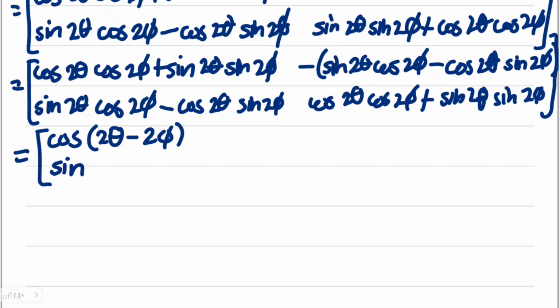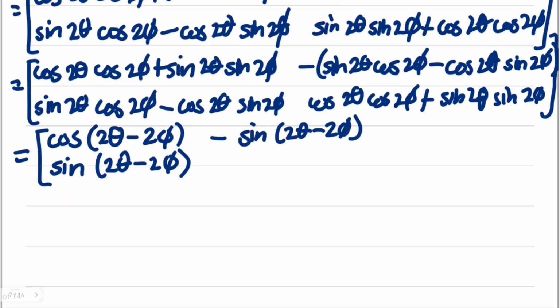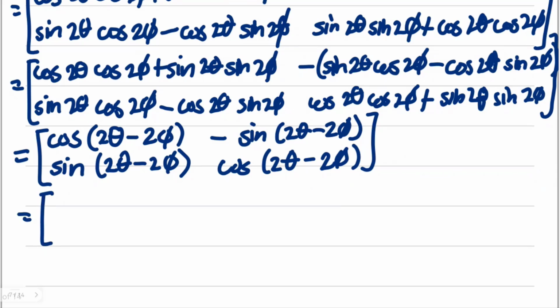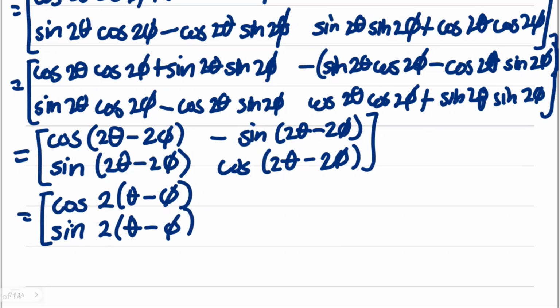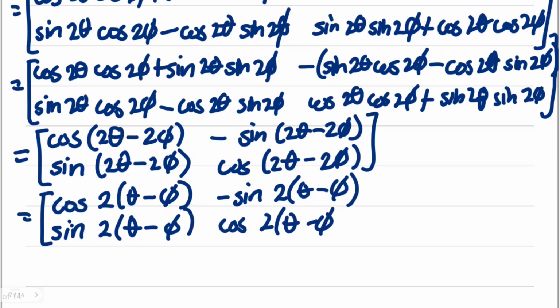This is the sine difference formula, twice theta minus twice phi. Here, you have the negative of your sine, twice theta minus twice phi. At the bottom, again, cosine twice theta minus twice phi. Okay? And let me factor the 2. So you have your cosine twice theta minus phi, sine twice theta minus phi as well. Here, negative sine twice theta minus phi, and cosine twice theta minus phi.